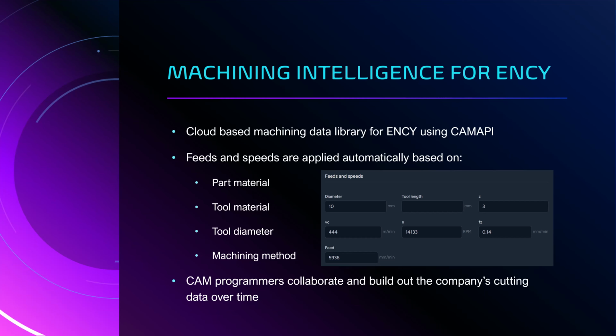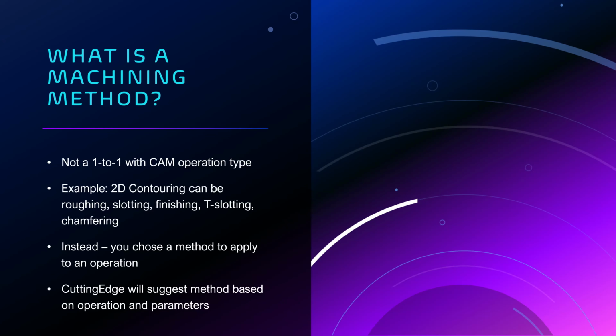They're not just stored on the tool anymore, but feeds and speeds are actually determined by several factors that combined together will give you a set of feeds and speeds. We will look at the part material, the tool diameter, and lastly, a machining method, and that's what we apply our feeds and speeds to. This allows the CAM programmers in a company to collaborate and build out the company's cutting data over time.